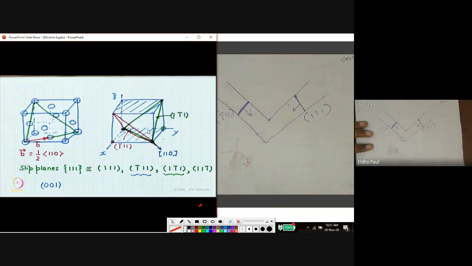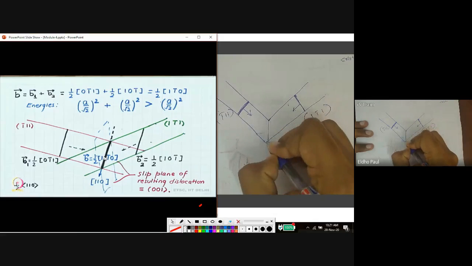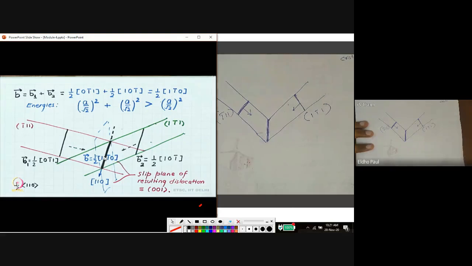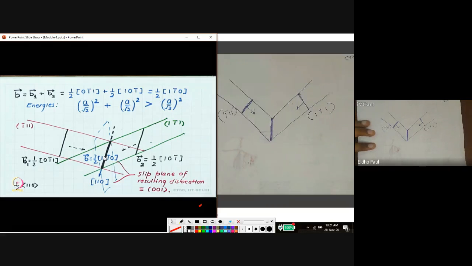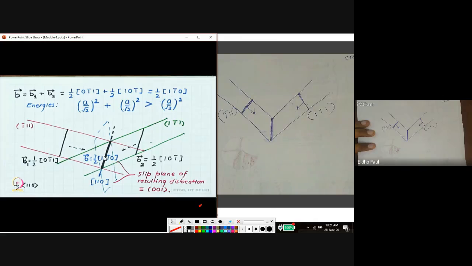When these dislocations move in this direction, they may come and join together at this point, and we get a resultant dislocation. This is a very simple manner. I am not explaining the Burgers vector and all the energies associated with the dislocation. This is the simple reason for dislocation interaction. So these two dislocation lines join together, and a resultant dislocation line is produced here.